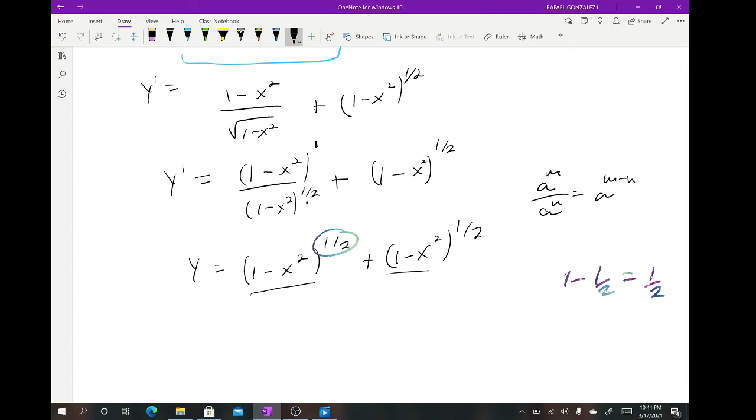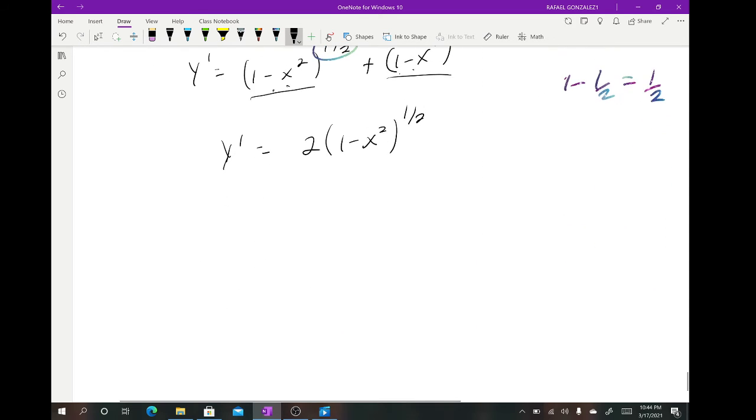But now I have two of these. So y prime is equal to 2 times (1 minus x squared) to the power 1/2. Because we have two things that have the same base and the same exponent. So we have two of those. And that will be the solution. So this is how you will simplify a problem that involves the inverse trigonometric functions.